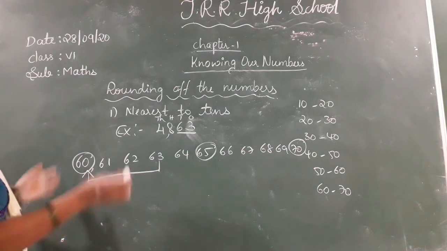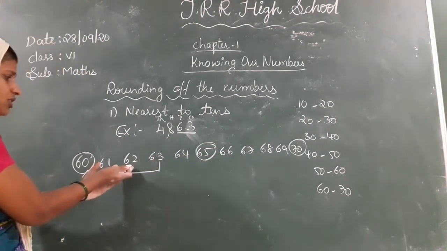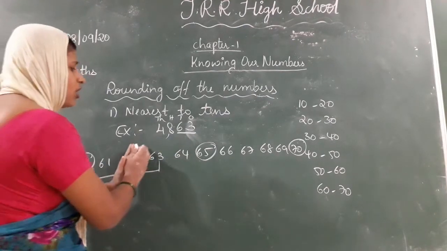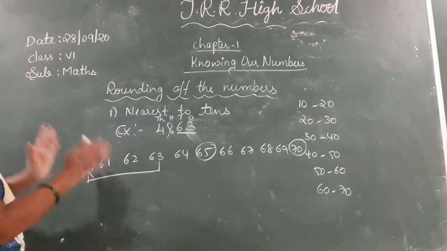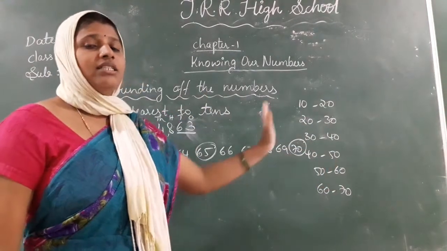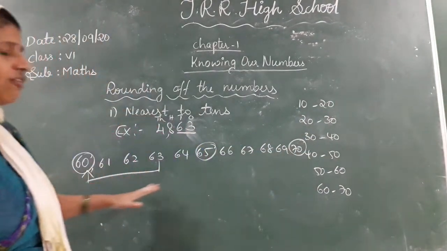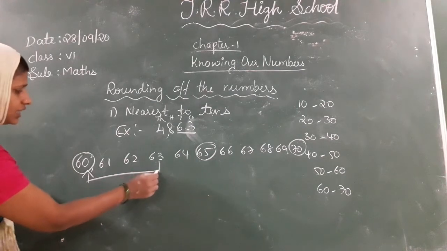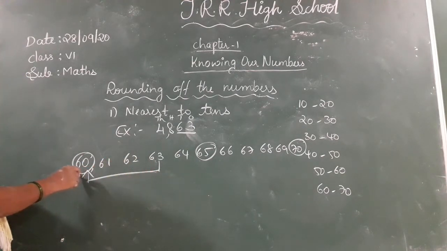Again I am repeating, don't take in-between numbers. Maybe 63 is nearest to 62, nearest to 64, but you should not consider these. You should not consider in-between numbers. Always you have to go with the zeros only, the tens: 60s, 70s, 80s, 90s, 20s, 30s, 40s, 50s. Like that only you have to consider. So as 63 is nearest to 60, it is rounded off to 60.